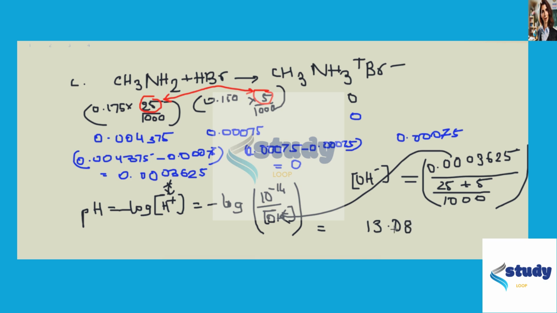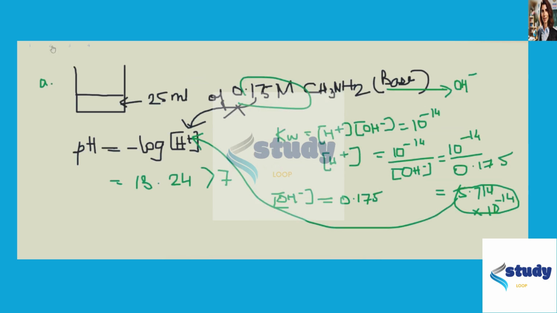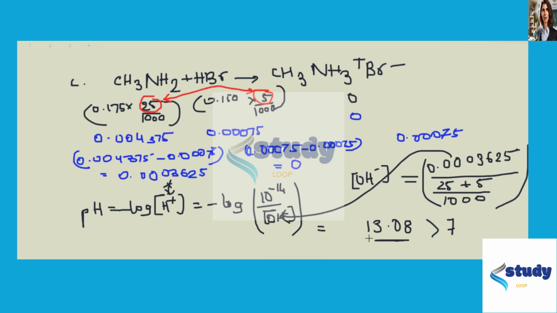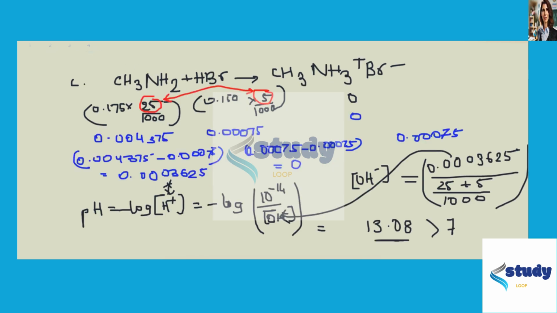So again, you ask yourself the question, is this reasonable? Since you still have excess of base and all your acid got used up, having a pH of greater than 7 makes sense. However, if you compare it to our previous pH, you see that it's slightly lower, it's slightly more acidic, which makes sense because now you have added a certain amount of acidity to the solution by adding HBr. So it will be lower than our initial pH of 13.24. Okay.